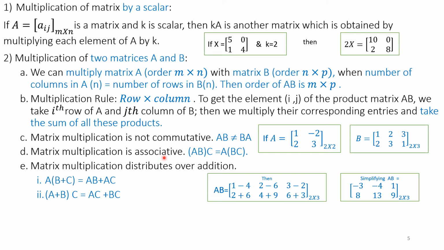Then the next property is matrix multiplication distributes over addition. Therefore, this is a combination of multiplication and addition. Therefore, A into B plus C is equal to AB plus AC. That is, it is distribution over addition. Similarly, A plus B into C is equal to AC plus BC. These are the properties.